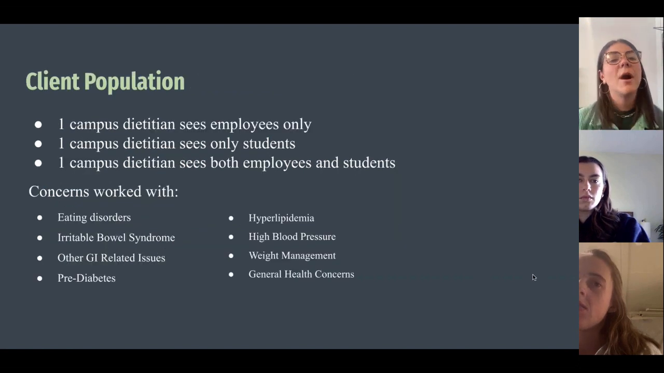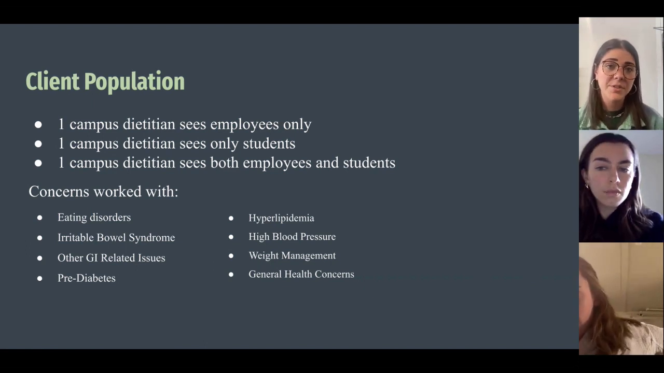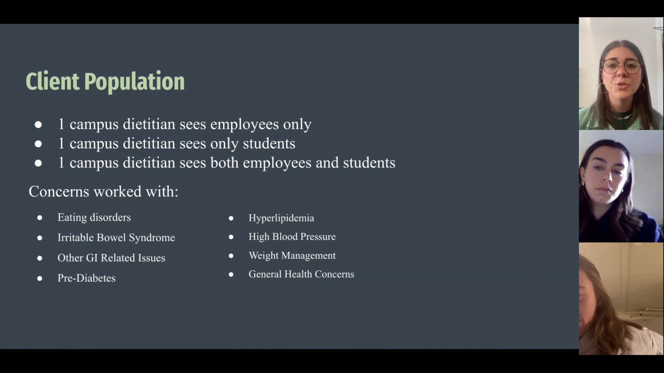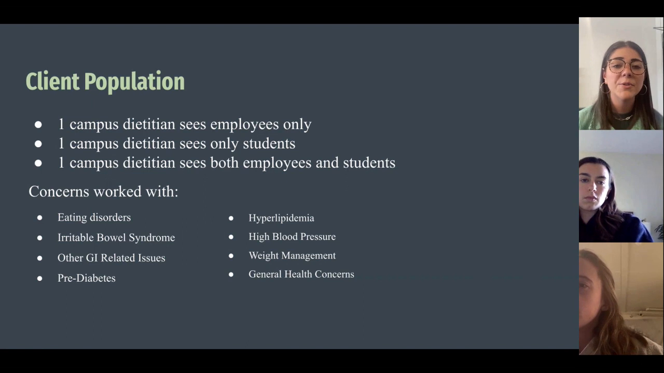So now moving on to the client population. One campus dietitian that we spoke to sees employees only. This person was hired externally through, I believe, Sodexo. And they're hired through a separate contract company, and they only see employees. Now, this person mentioned that there were other individuals on campus that work with athletes, with students, and with staff members, but this person only sees employees.